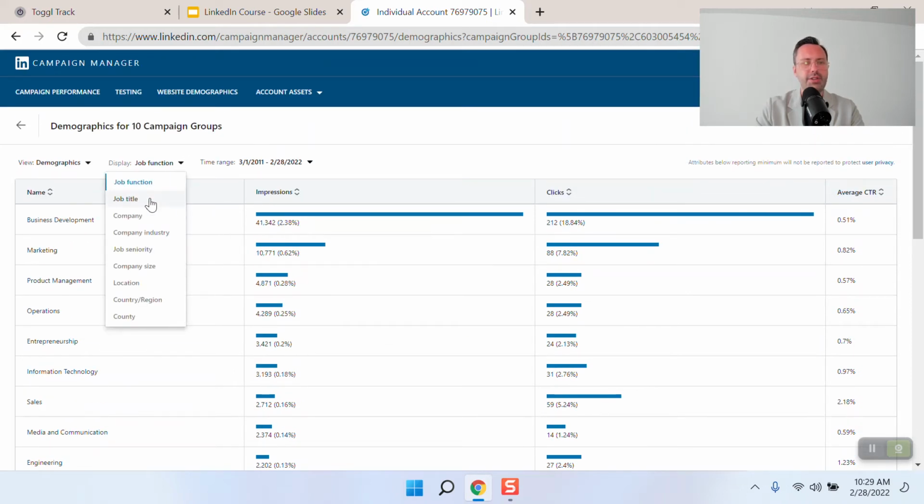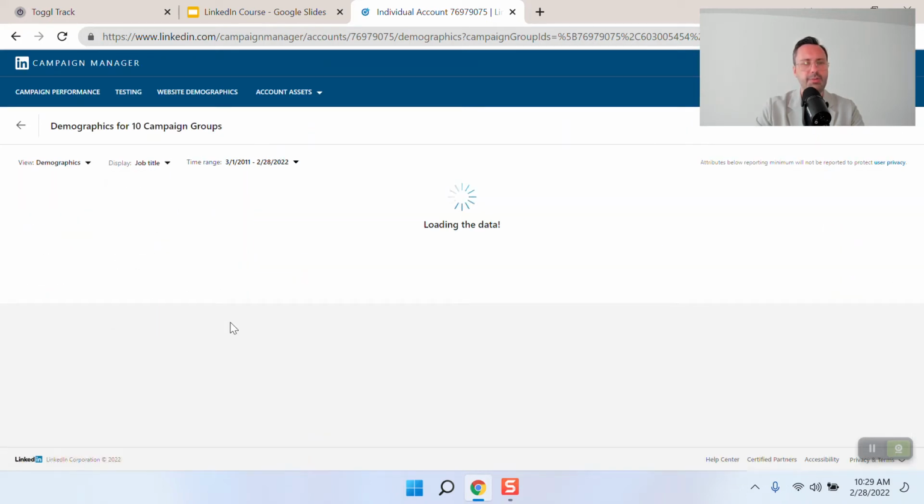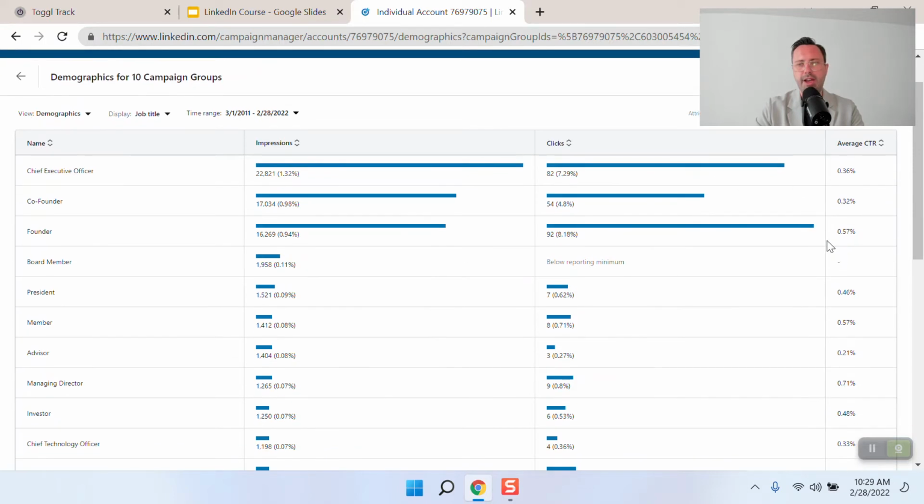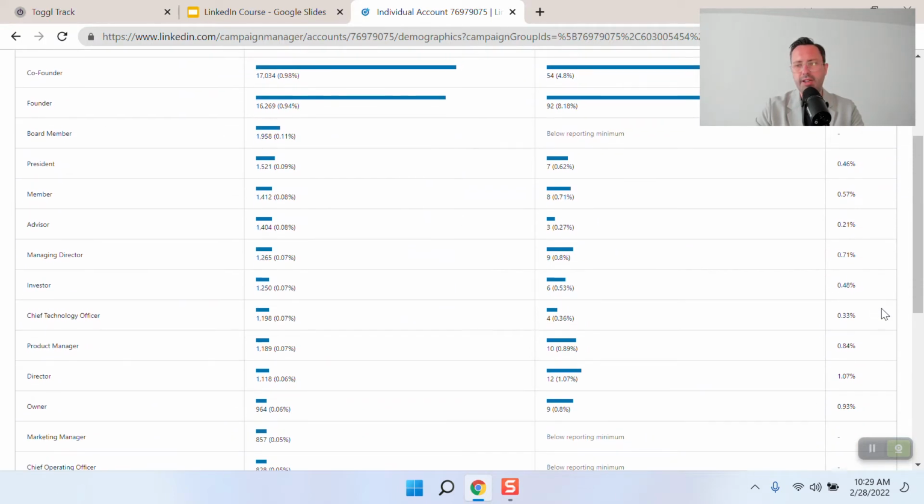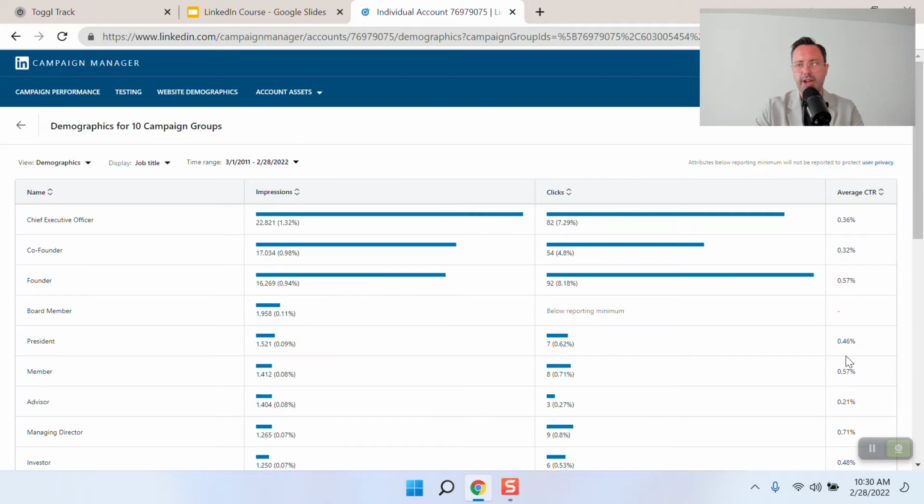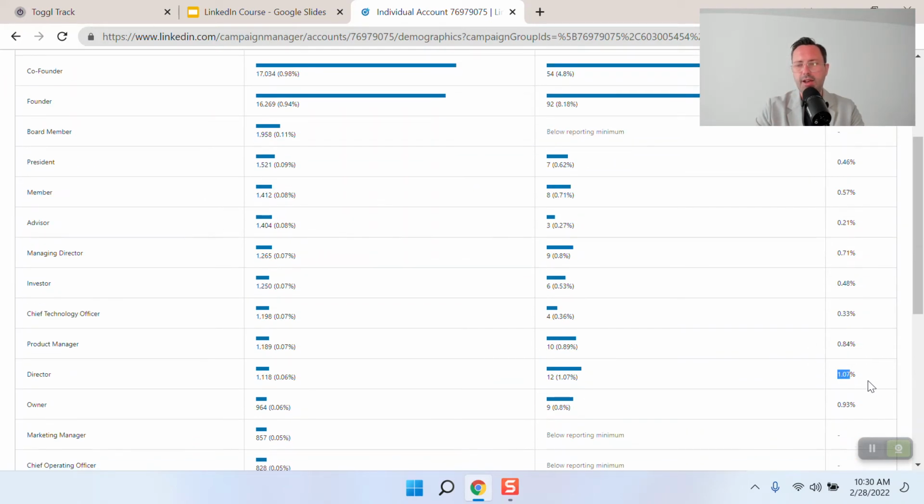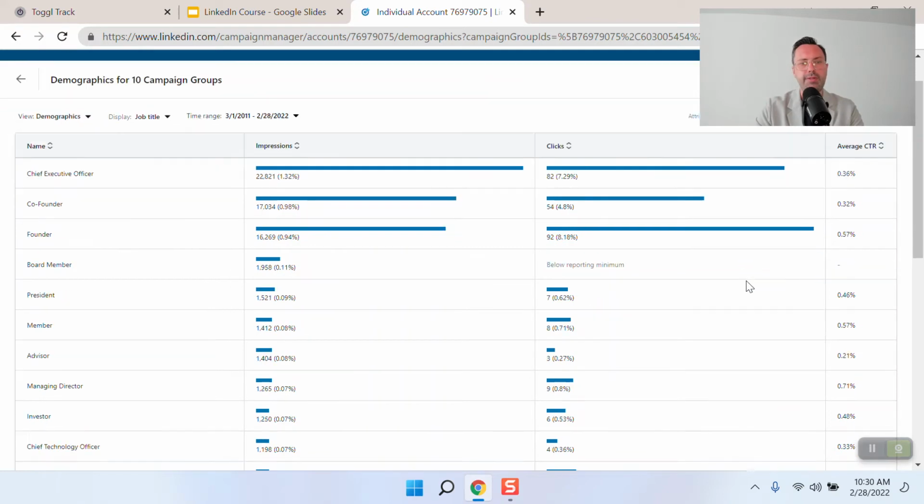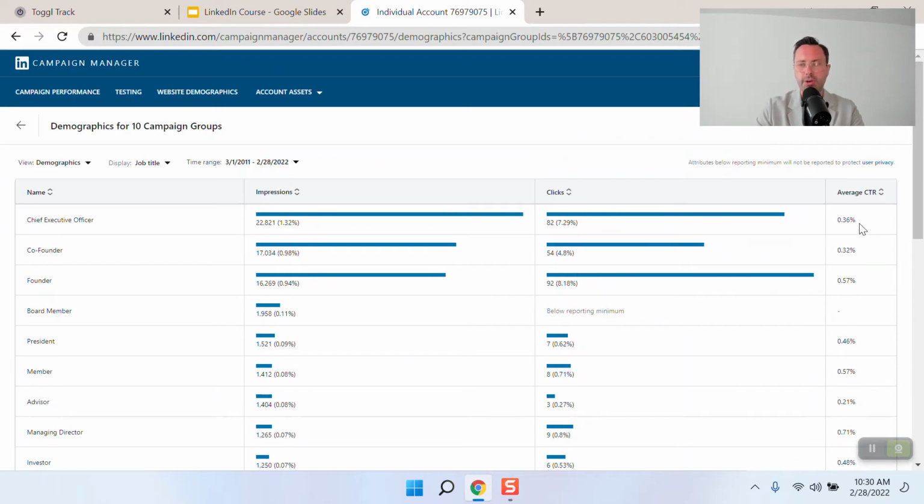But job function is not the only thing. You can also look at the individual job titles. And what you may find is, hey, we're getting a lot of activity here from chief executive officers, lots of impressions. You may also find that the click-through rate is particularly high with certain subsets. So, hey, it looks like my click-through rate's higher with directors. I have no definitive conclusions from that, but maybe it's possible that I was targeting the wrong people. Maybe it's more relevant to directors and CEOs just going too high.